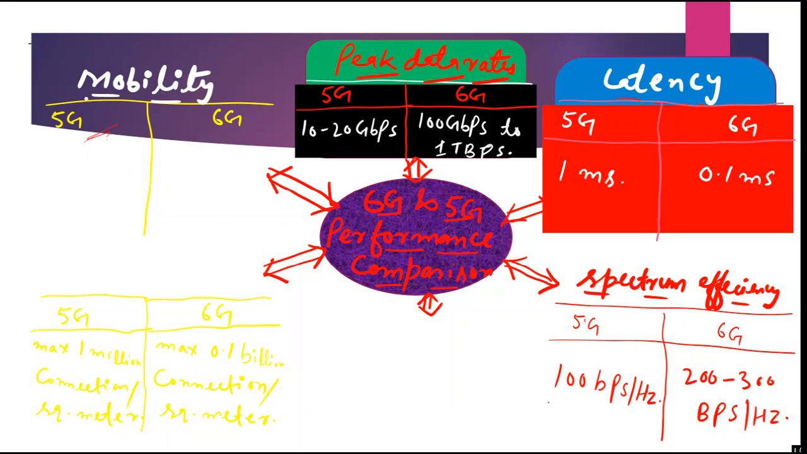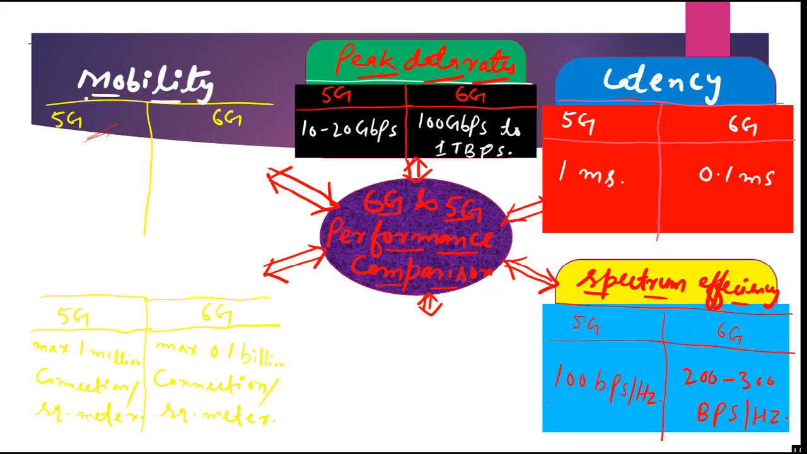In case of 6G, this is 0.1 millisecond. So it is 10 times less than 5G. Here latency in 6G is 10 times less than 5G. So the electromagnetic wave or signal of 6G is 10 times faster than 5G.